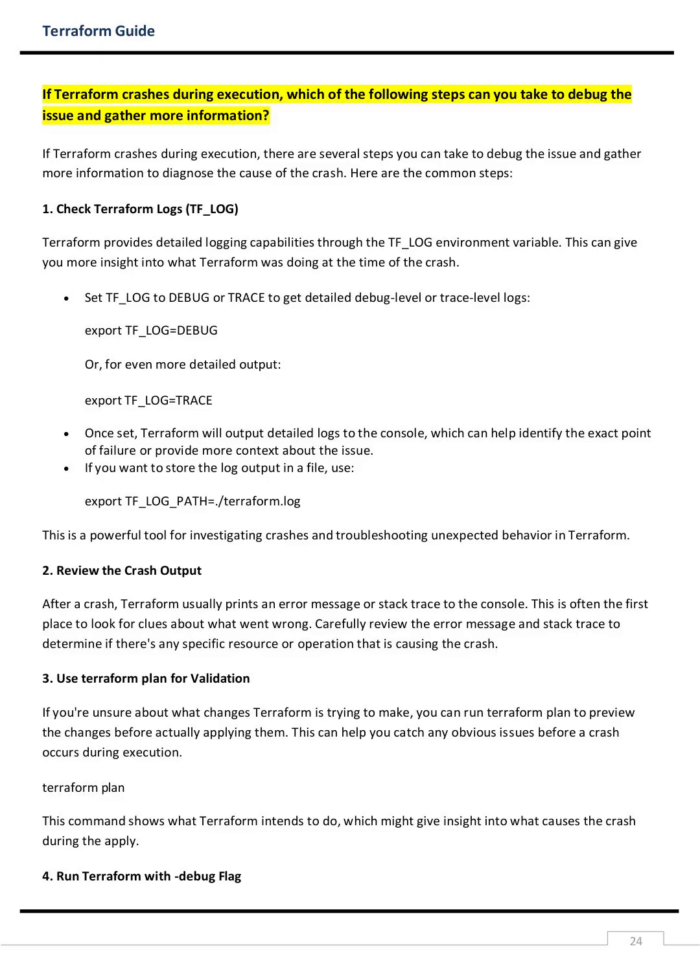Terraform provides detailed logging capabilities through the TF_LOG environment variable. This can give you more insight into what Terraform was doing at the time of the crash. Set TF_LOG to debug or trace. To get detailed debug level or trace level logs, export TF_LOG=DEBUG. Or, for even more detailed output, export TF_LOG=TRACE. Once set, Terraform will output detailed logs to the console, which can help identify the exact point of failure or provide more context about the issue.